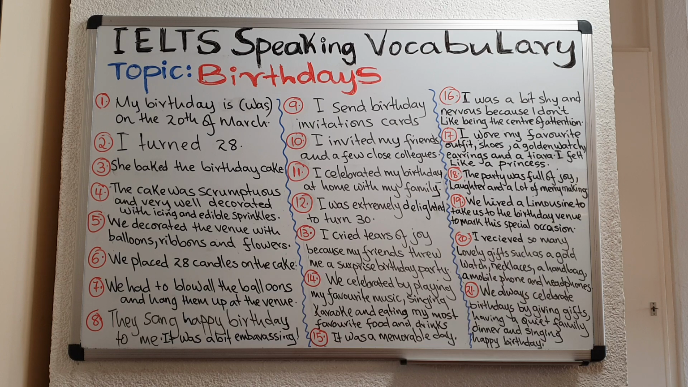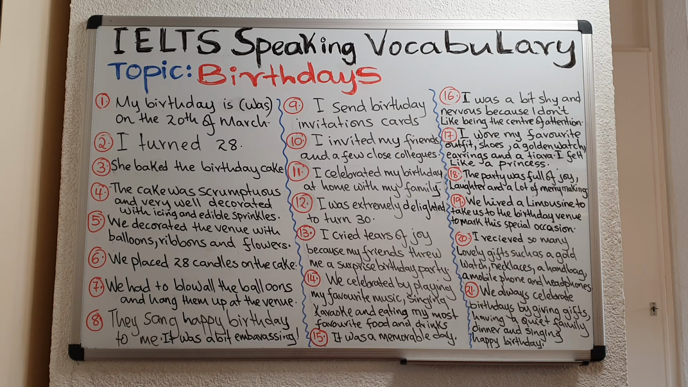Now, number 5. We decorated the venue with balloons, ribbons, and flowers. Now, when you plan to celebrate a birthday, you can decide to celebrate the birthday either at home, or you could hire a place where you can celebrate the birthday from. Now, that is what we call the venue. The venue is a place that you have hired, a room or a hall, for example, to celebrate the birthday. It's the place where an event is going to take place.